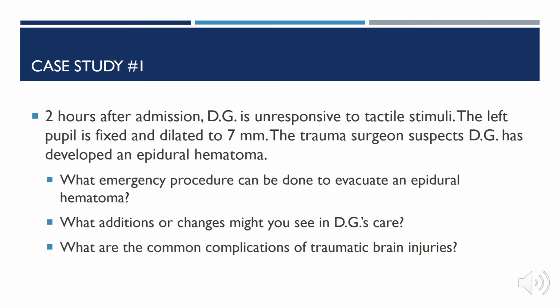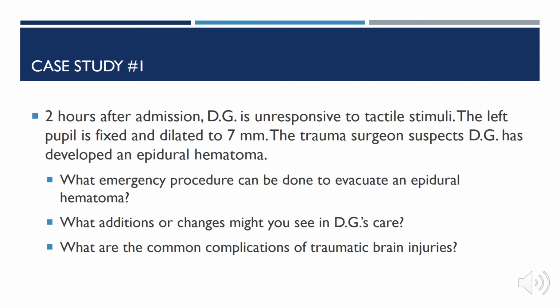So 2 hours after admission, DG is unresponsive to tactile stimuli. The left pupil is fixed and dilated to 7. The trauma surgeon suspects that he has developed an epidural hematoma. What emergency procedure can be done to evacuate the epidural hematoma? A burr hole would be the answer, okay? And we would do this on the side of the dilation of the pupil, okay? And this would allow us to get rid of all the extra fluid in there.